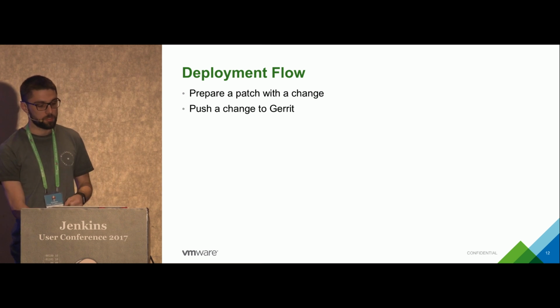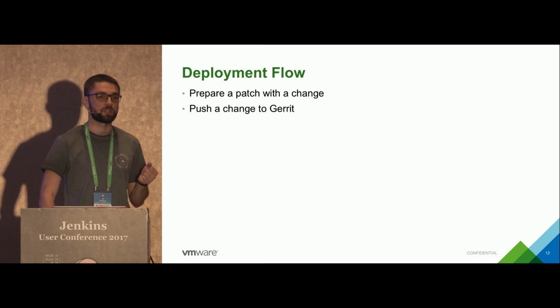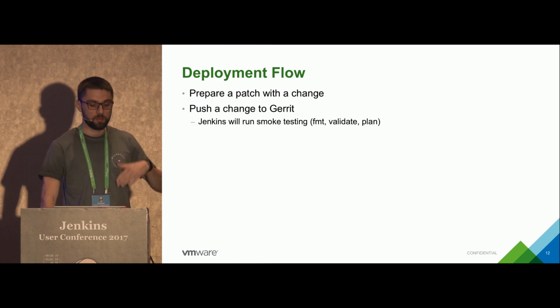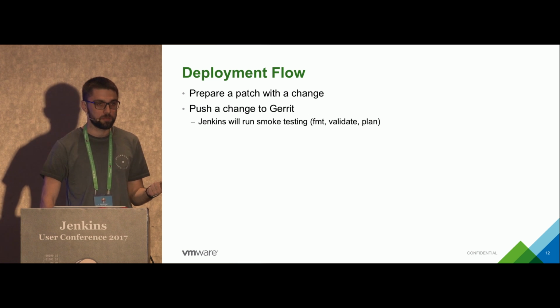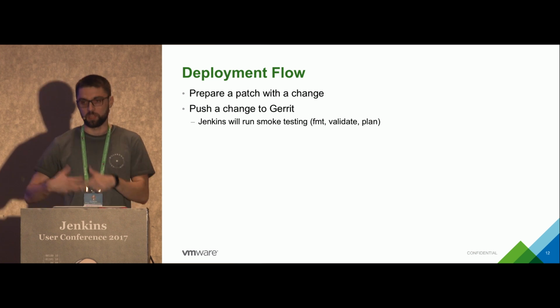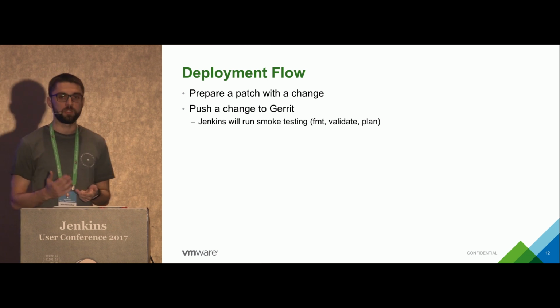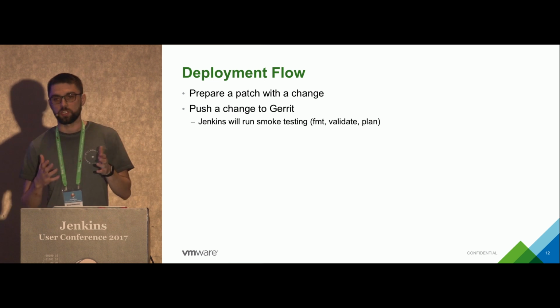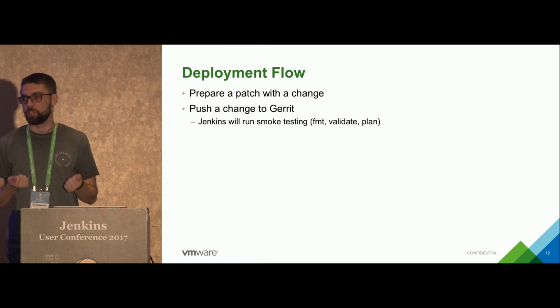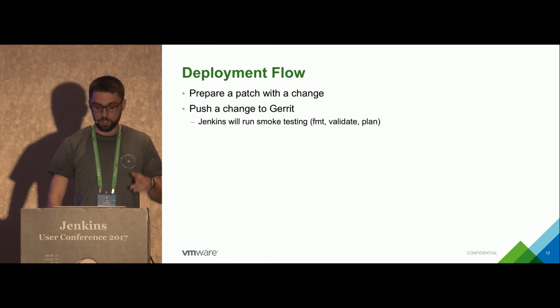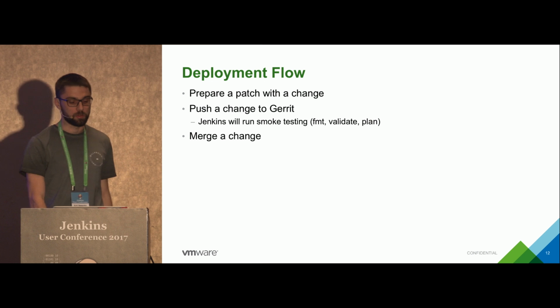So we prepare a change. We push a change to our Gerrit. Gerrit is our code reviewing system. Then some developer reviews the change. Then Jenkins will run the smoke testing against this change. What will happen on the Jenkins side? We will check if the code is formatted. We will validate whether this change can actually be deployed. And then we'll create the execution plan. So before we deploy, we push a change, we go to Jenkins, and we see the picture of what will be changed. I'll show you in the next slides how it looks.